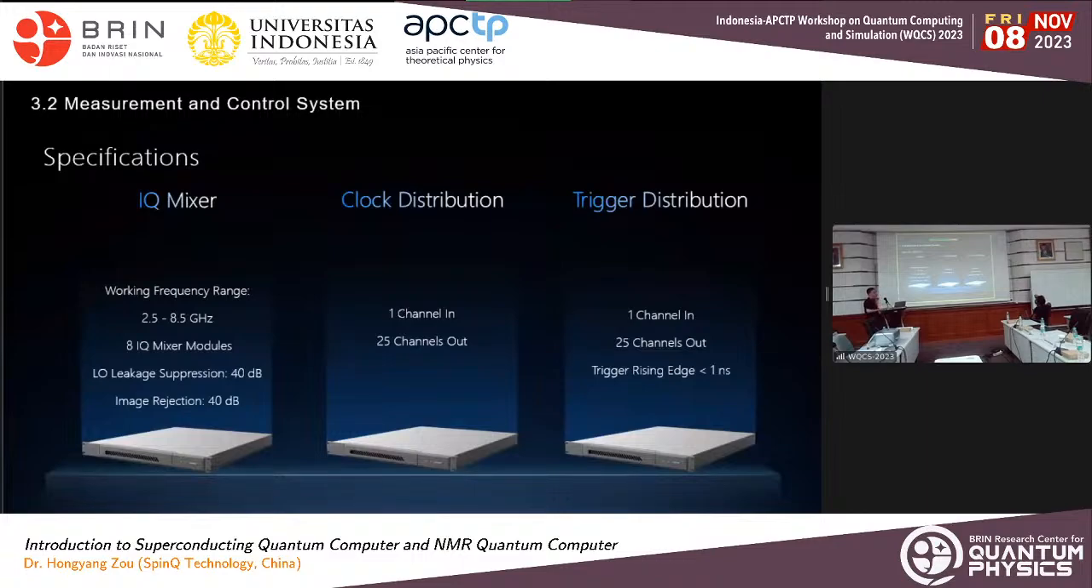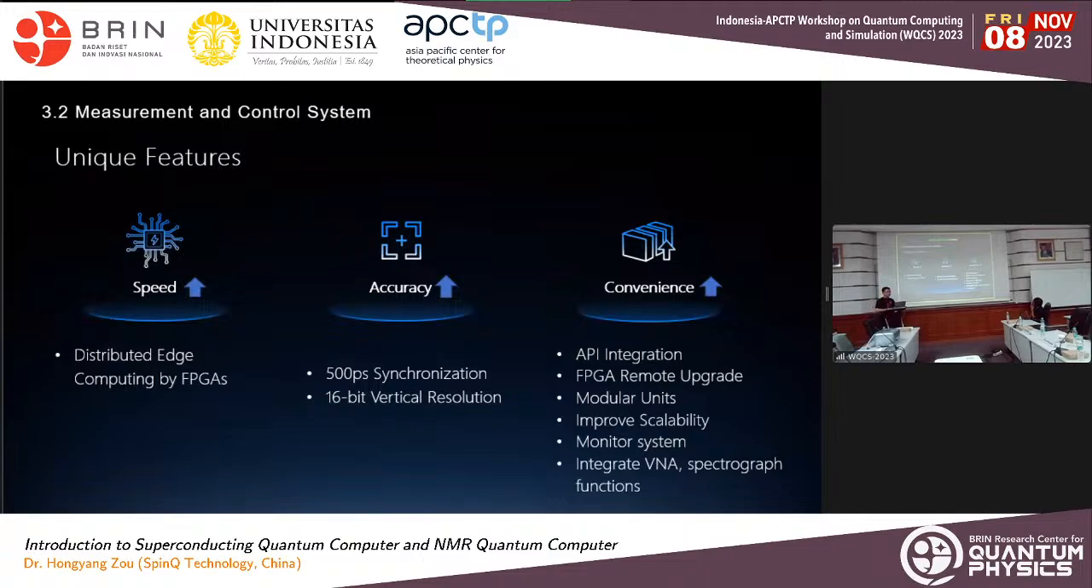Also, we have some other components here, like the upconverter. They can work between 2.5 to 8.5 gigahertz, and has local oscillator leakage suppression, and image rejection. Also, we have this clock distribution and trigger distribution because we have many qubits and many units in our system. So we need to make sure all the units work at exactly the same time to make sure the flow is very accurate.